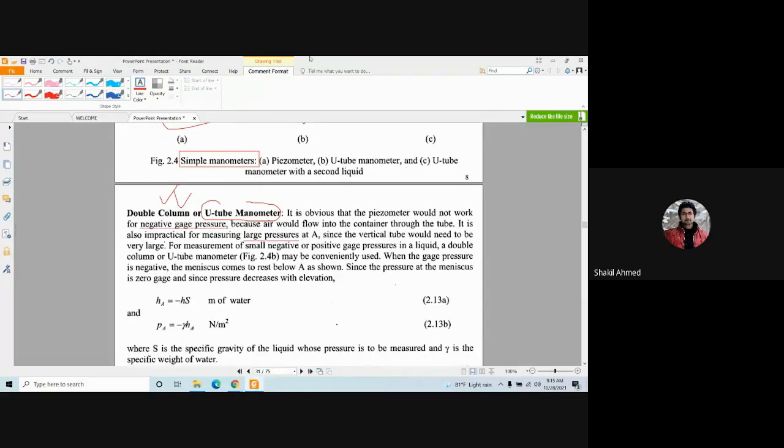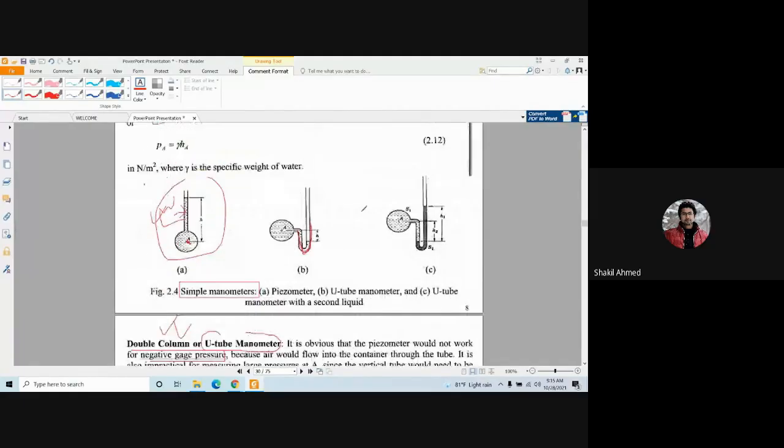Yes, sir. Why are we using a U-tube manometer? Sometimes it's clear that the piezometer will not work for negative gauge pressure. It is obvious that the piezometer will not work for negative gauge pressure. This one is not valid for negative gauge pressure. When you have negative pressure, then a simple manometer cannot give you the reading, because it cannot plunge inside the tube or pipe. So this is not suitable. That's why.